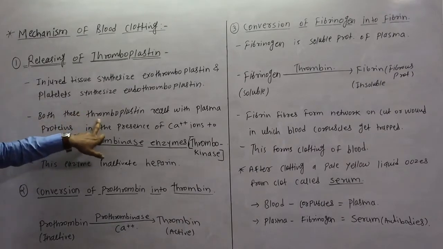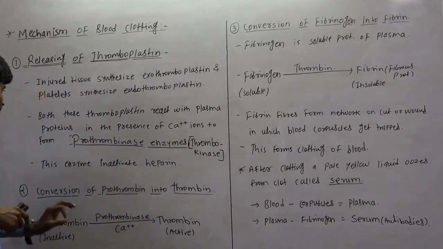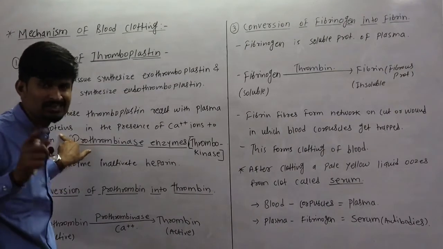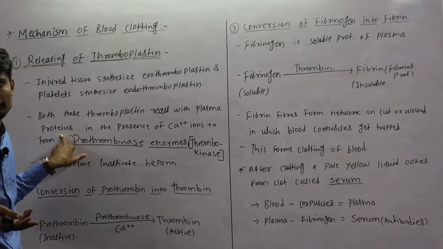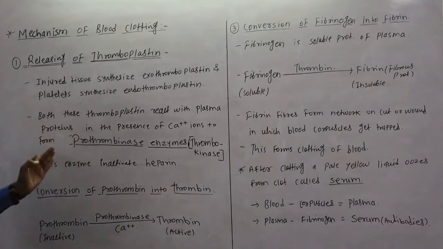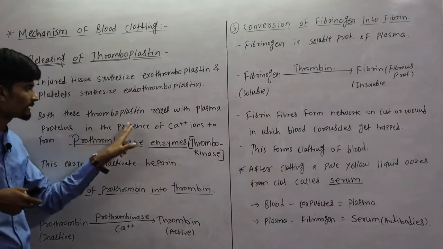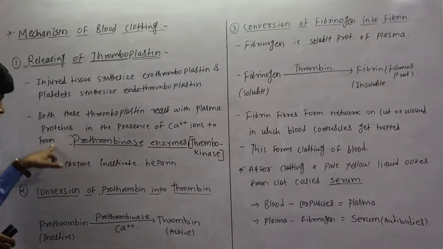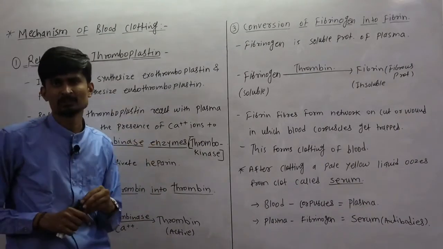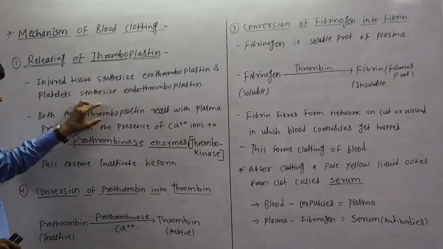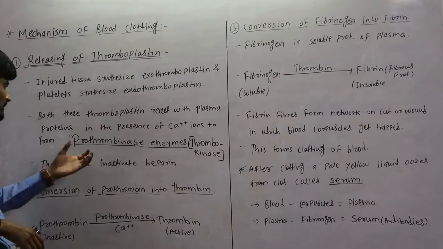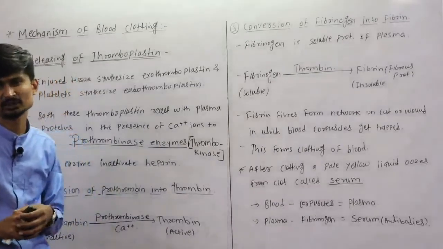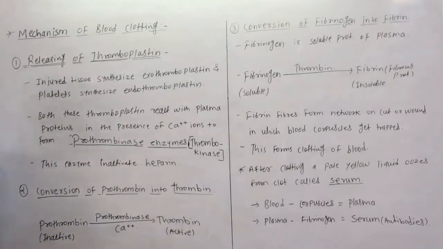Then both these thromboplastins, exo and endo, react with the plasma proteins. We have studied the plasma. Plasma has different types of proteins, that is albumin, globulin, and the important ones, prothrombin and fibrinogen. These thromboplastins react with the plasma proteins in the presence of calcium ions, calcium 2 plus ions, and after the reaction they form the prothrombinase enzyme. The name of the enzyme is thrombokinase, which initiates the thrombus formation.